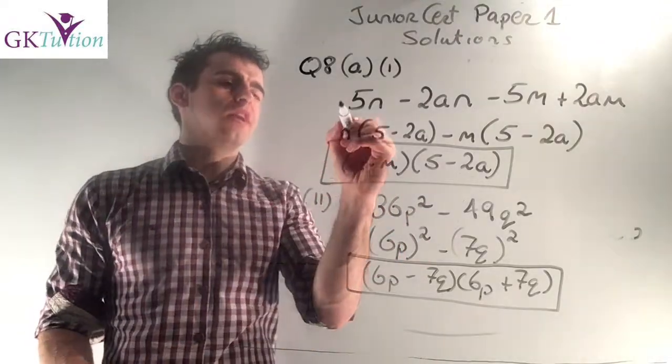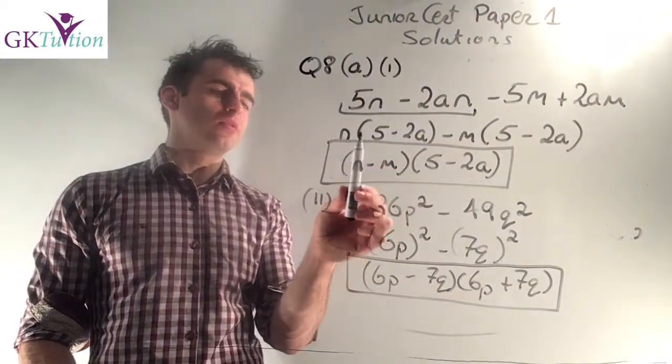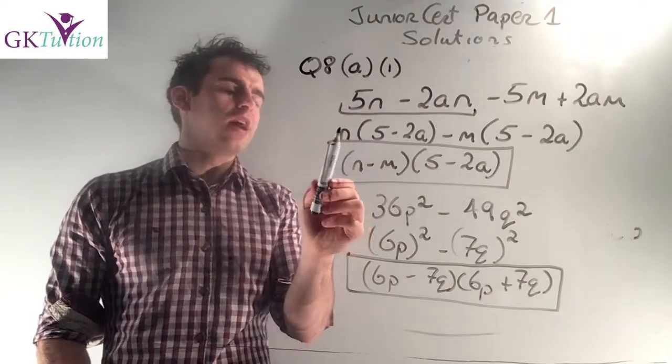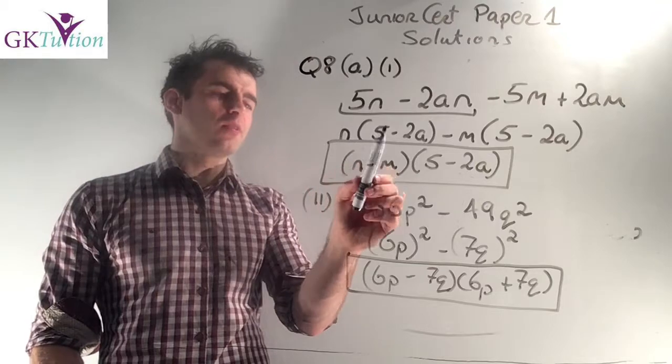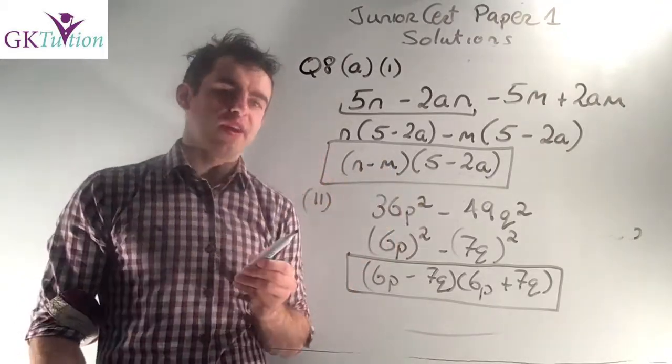So what I've done is I've taken the first 2 terms and factorized out what's common. What's common to the first 2 terms is n. If I take n out of 5n, I'm left with 5, and n out of this, I'm left with minus 2a. So I've got n times 5 minus 2a. If I multiply that out, I'd end up back where I started.